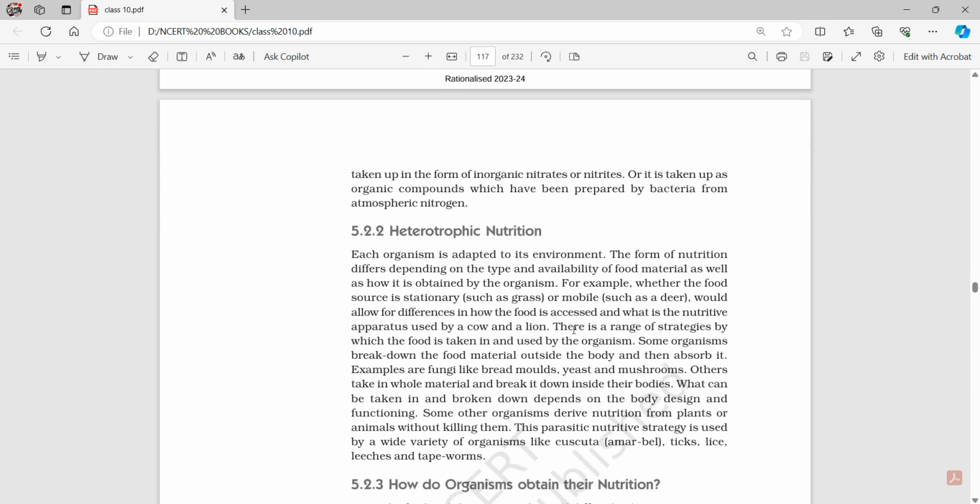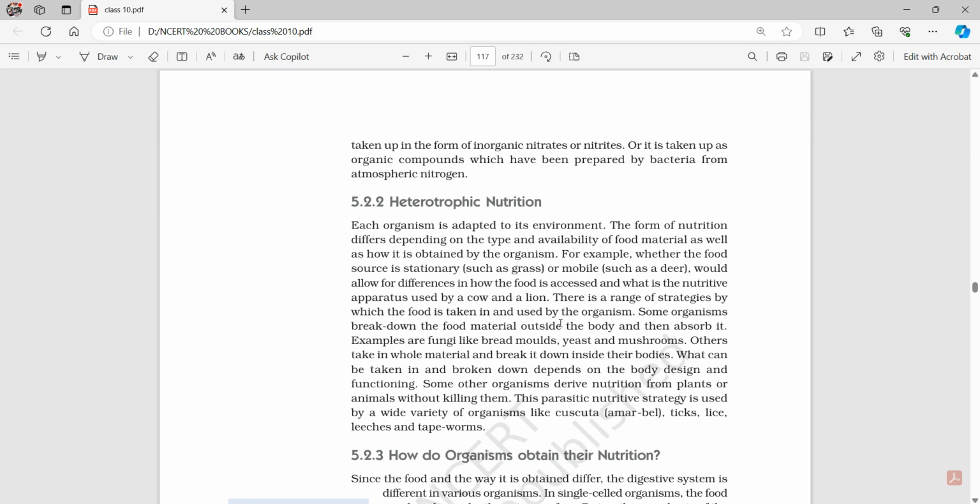5.2.2 Heterotrophic nutrition. Each organism is adapted to its environment. The form of nutrition differs depending on the type and availability of food material as well as how it is obtained by organisms. For example, whether the food source is stationary, such as grass, or mobile, such as deer, would allow for differences in how the food is accessed and what is the nutritive apparatus used by a cow and lion.